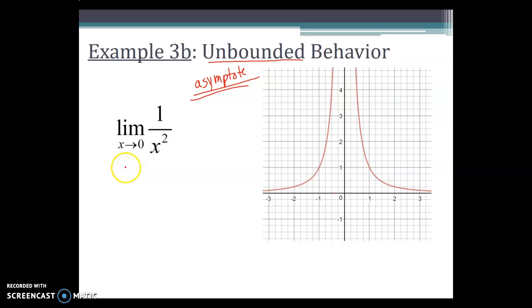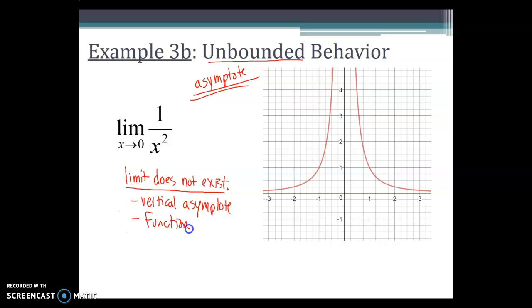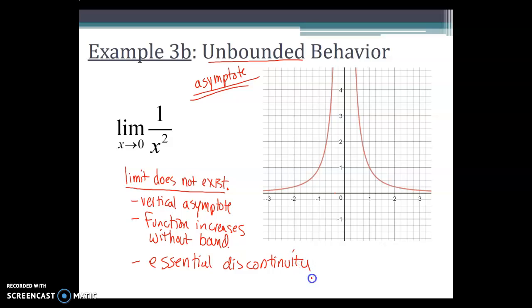This is once again a condition where the limit does not exist. All right. The limit does not exist. There is a vertical asymptote. The function increases without bound. And the big fancy term for this is an essential discontinuity. So that is the second condition under which limits don't exist.